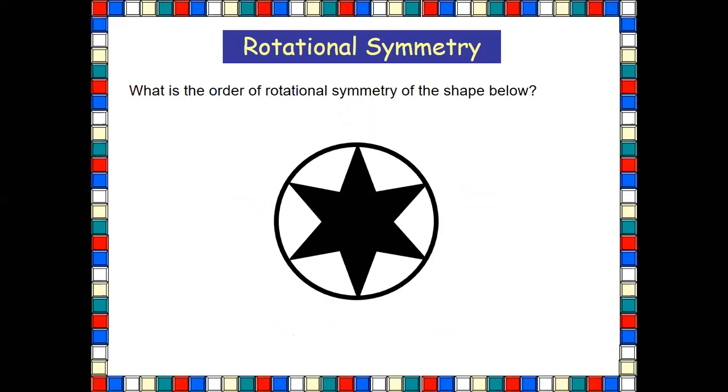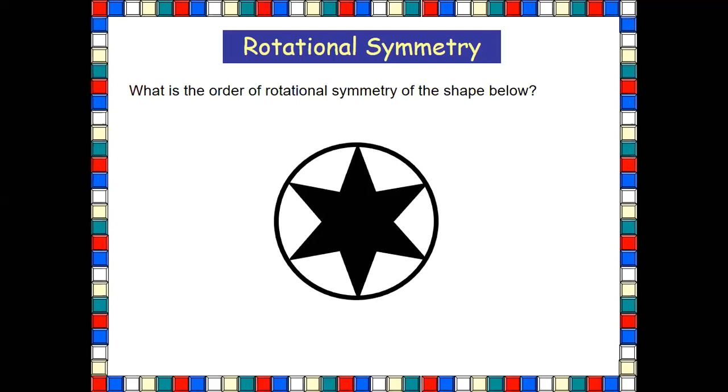When you look at this one, it is a circle. Remember, if it is only a circle and there is nothing inside it, it has infinite order of rotation. But when you look at this circle specifically, it has a star inside it. A star is considered in the rotation. The circle must regain its look and the star must regain its look while rotating.